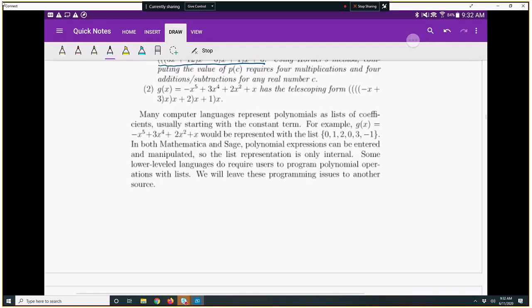Many computer languages will just represent polynomials as lists of coefficients. So for example, if the polynomial was minus x to the fifth plus 3x to the fourth plus 2x squared plus x, a computer program might represent this as -1, 3, 0, because I don't have a cubed term, then 2, 1, and 0 because I don't have a constant term.